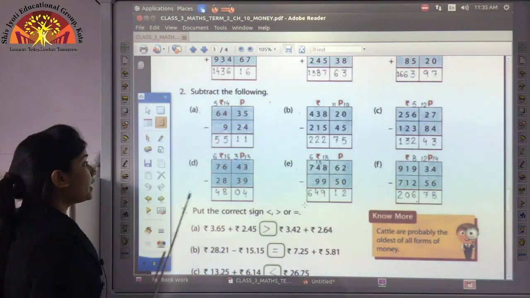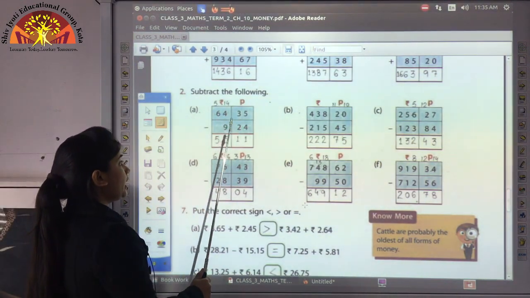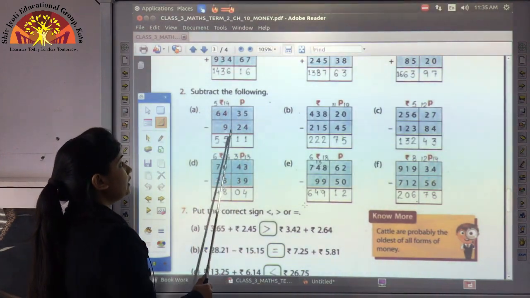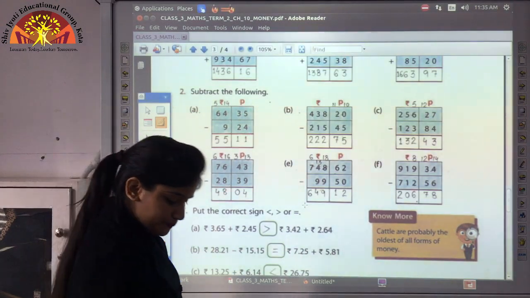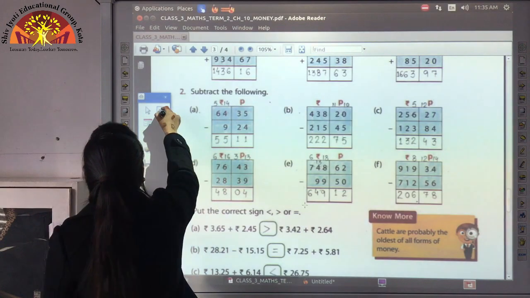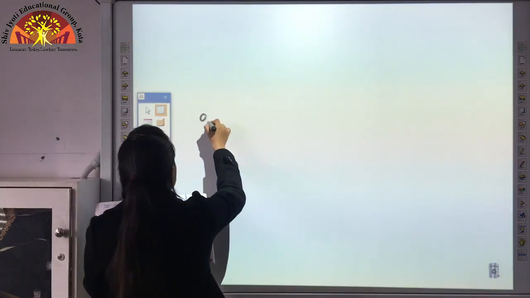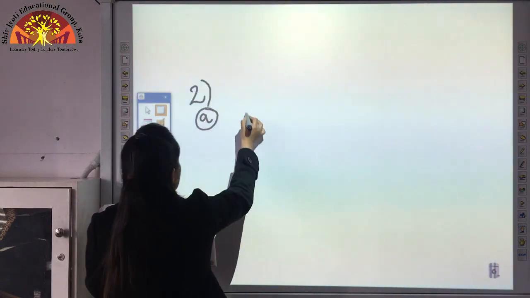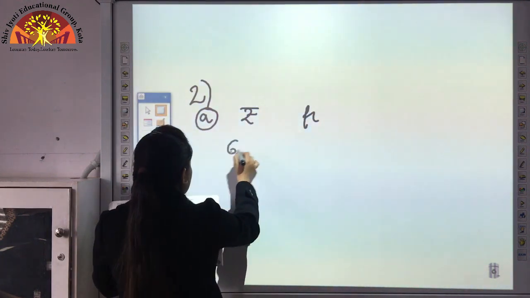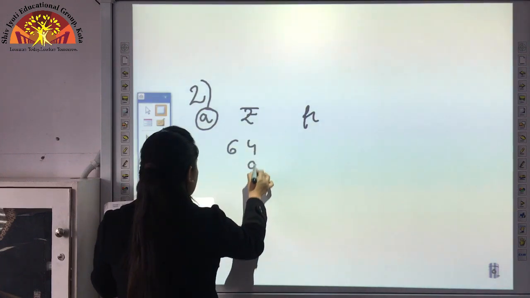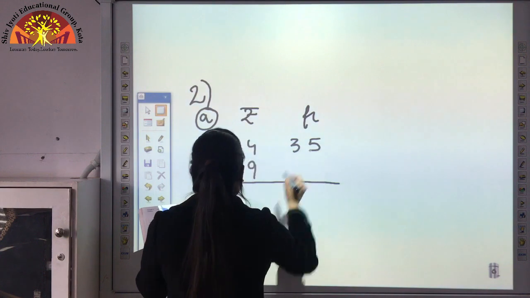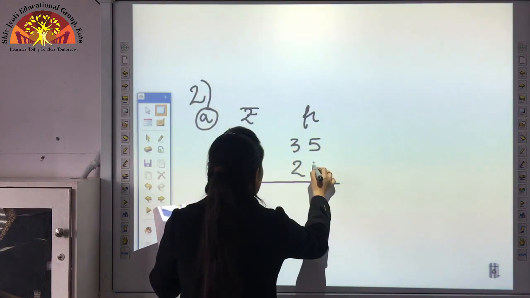So now in A part, in rupees we have 64 and in paise we have 35, and we have to subtract 9 rupees and 24 paise. This is A part of question number 2. Rupees and paise. So students, in rupees we have 64 and in paise we have 35, and we are subtracting rupees 9 and 24 paise.